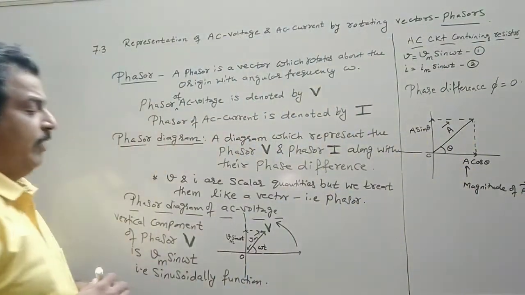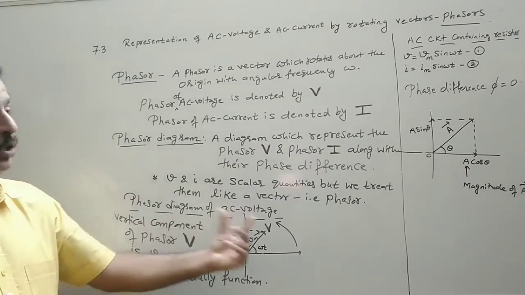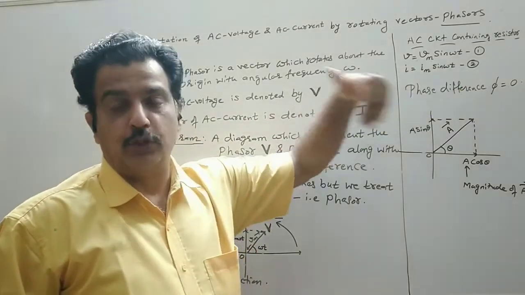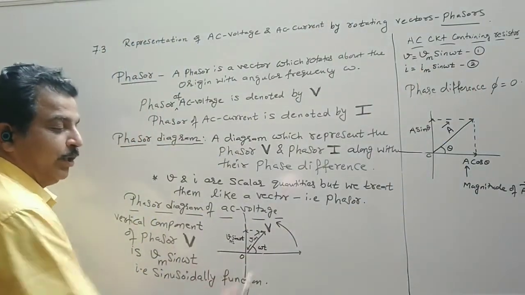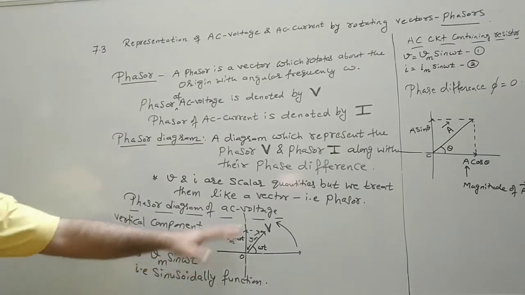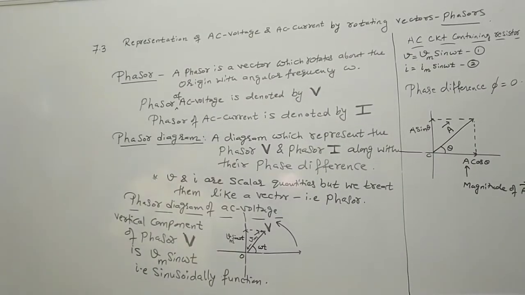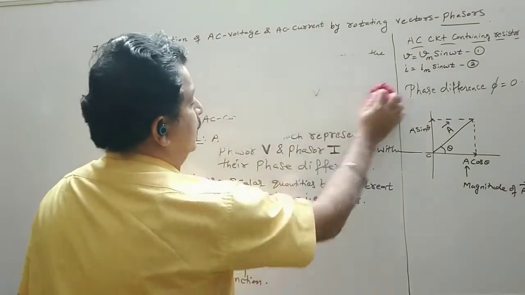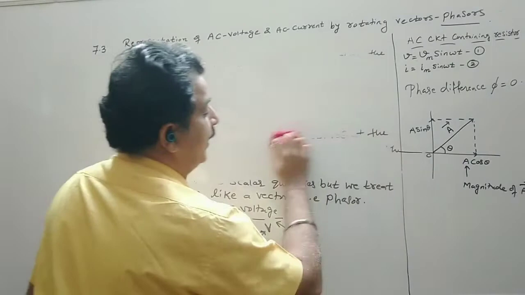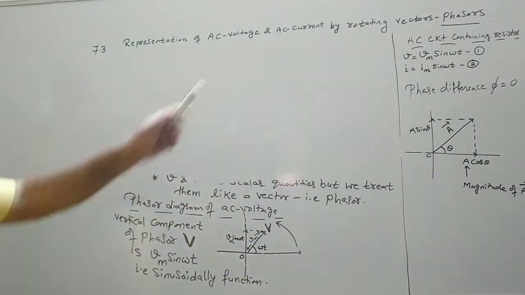Similarly, if I want to draw a phasor diagram, the vertical component is important for us because here we have a sine component. Suppose we have a cosine component here, then it will be the horizontal component of the phasor V. So you have to make the components. So now we will see the phasor diagram of an AC circuit containing only a resistor.